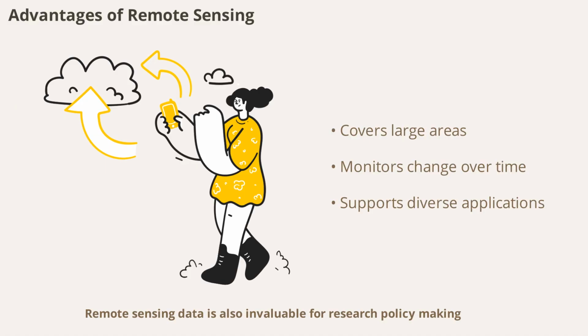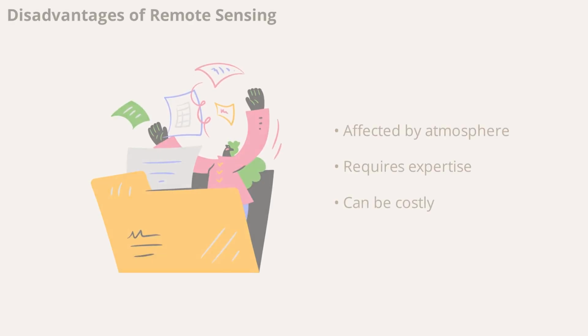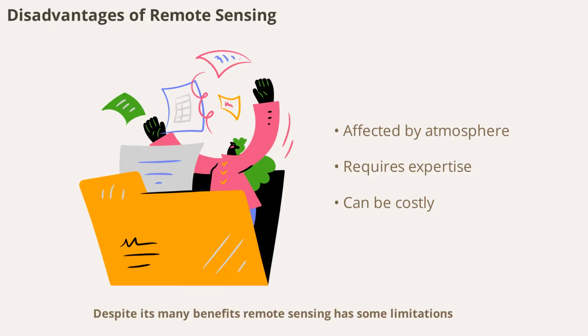Remote sensing data is also invaluable for research, policymaking, and disaster response. Despite its many benefits, remote sensing has some limitations. Data can be affected by atmospheric conditions, sensor limitations, and processing errors. High-resolution data may be expensive or restricted, and interpreting remote sensing imagery requires specialized knowledge. Understanding these challenges helps users make informed decisions and maximize the value of remote sensing data.